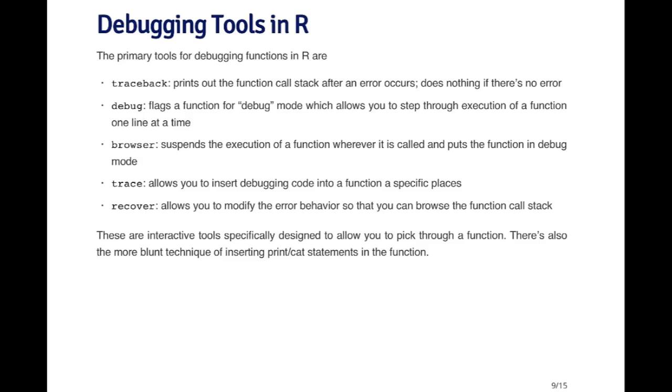Then you can step through the function line by line, executing one expression at a time inside the function. So you can try to pinpoint if there's a specific line of code where an error occurs, and you'll be able to find out which line that is.